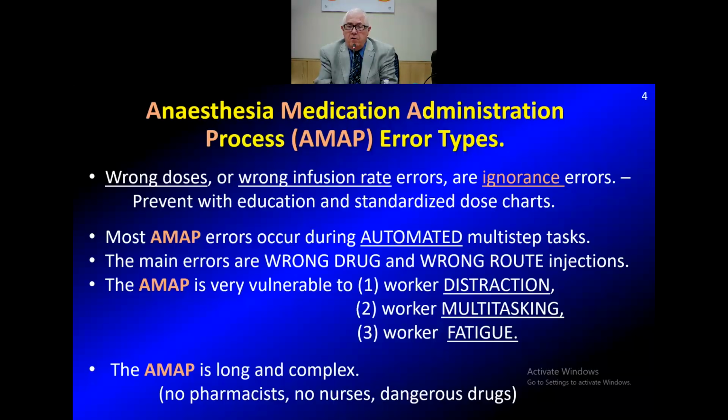Most AMAP errors, however, occur during the automated multi-step tasks that we follow every day when we practice clinical anesthesia. And the main errors are injecting the wrong drug or injecting a drug into the wrong route. So the AMAP process is very vulnerable to worker distraction, multitasking, and fatigue. The AMAP process is long and complex. It can last 30 seconds, or it might last 6 hours from the time you prepare the drug to the time you finally administer it.